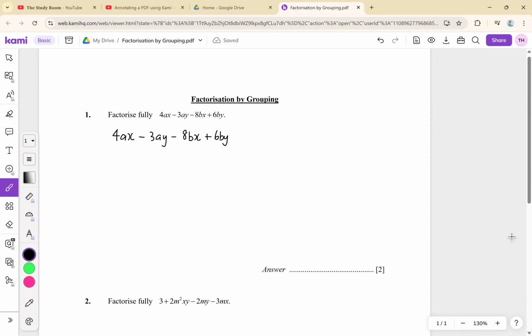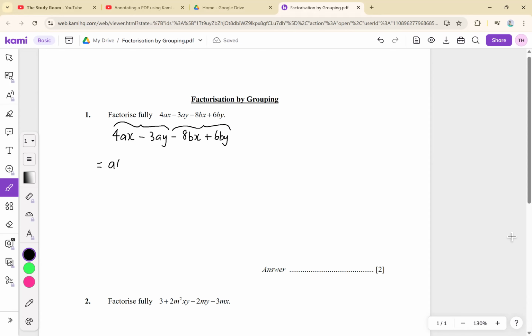Why do they call it factorization by grouping? It is because now we are going to group the terms together. We group these two terms together, and then group these two terms together, and then factorize out a common factor from the two separate groups of terms. For example, in this first question, for 4ax and negative 3ay, we can see that there is a common factor of a. So we can take out the a now.